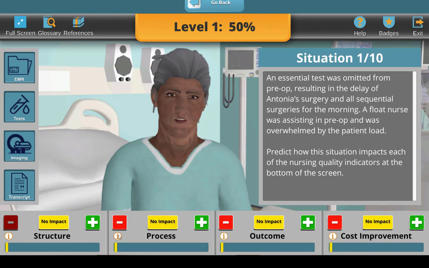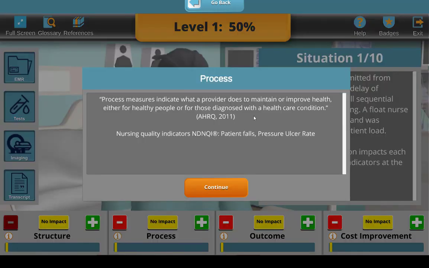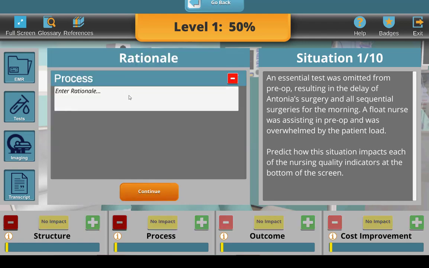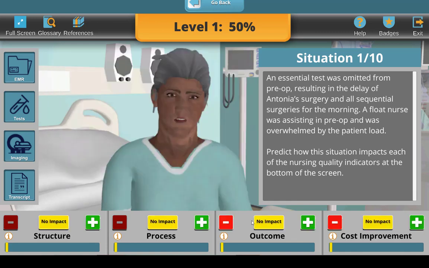Process, again, remember, process is the measure of does the provider maintain or improve for healthy people or diagnosed conditions, are we following processes? Are we doing a good job? Well, I would say, well, in this case, probably not so good. And explaining why. Why did we not follow process? Maybe there needs to be more training, or something along those lines for nurses that are filling in, or whatever the case might be, right? So we would continue with that.